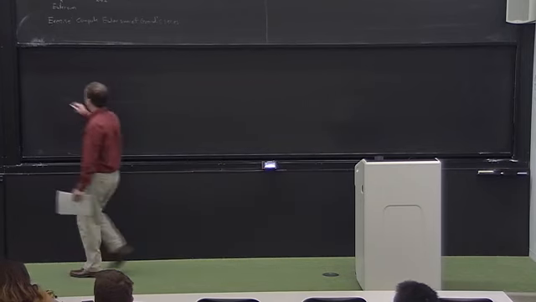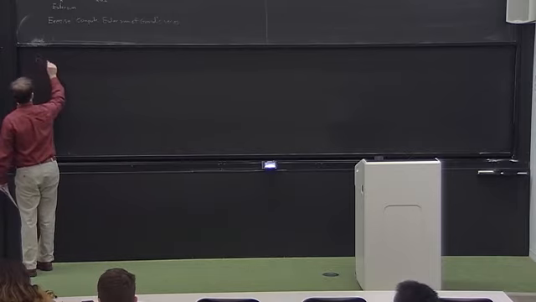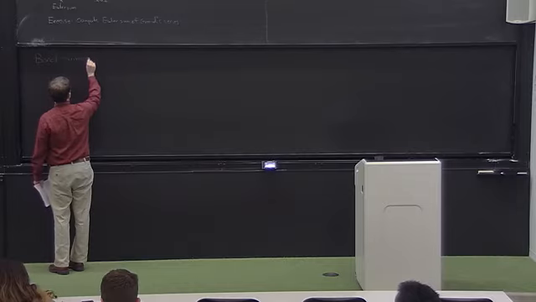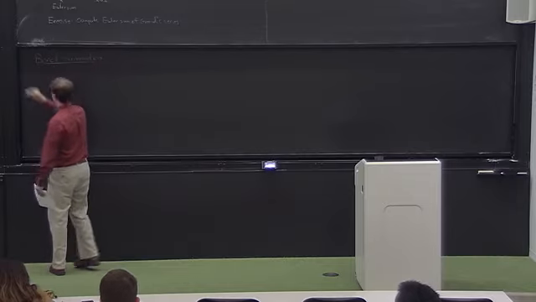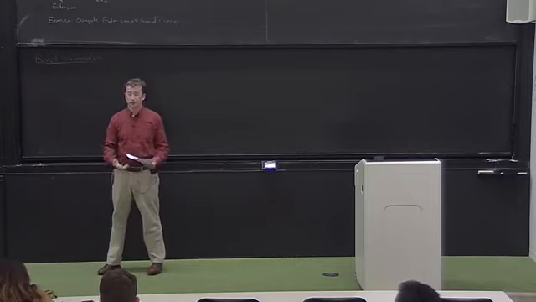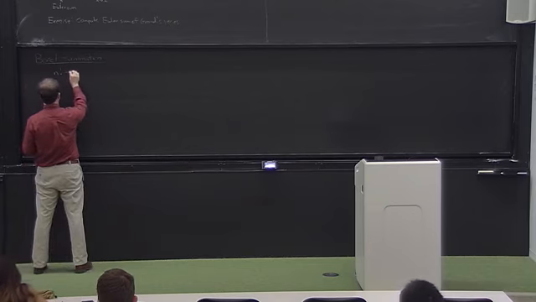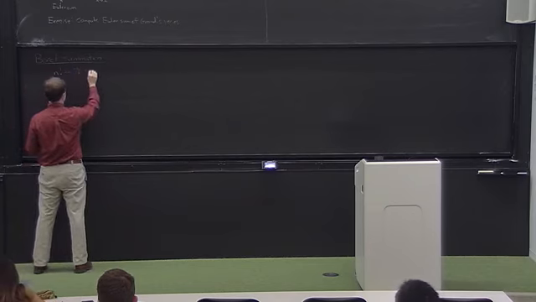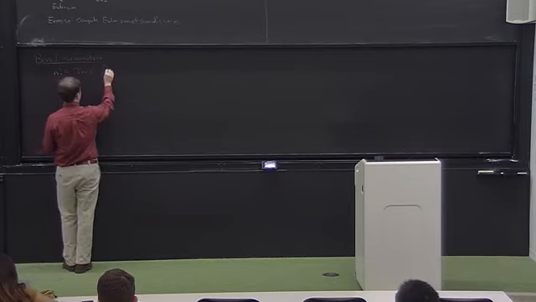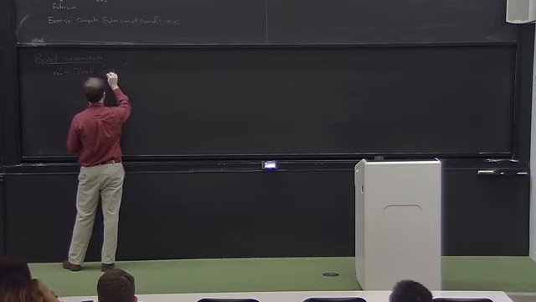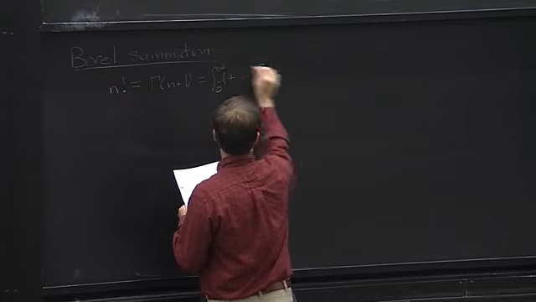Okay, so there's another possible way that we can assign a finite number to a divergent series. And the idea behind this method is based on the observation that n factorial, or gamma of n plus 1, can be written as the integral of e to the minus t times t to the n.